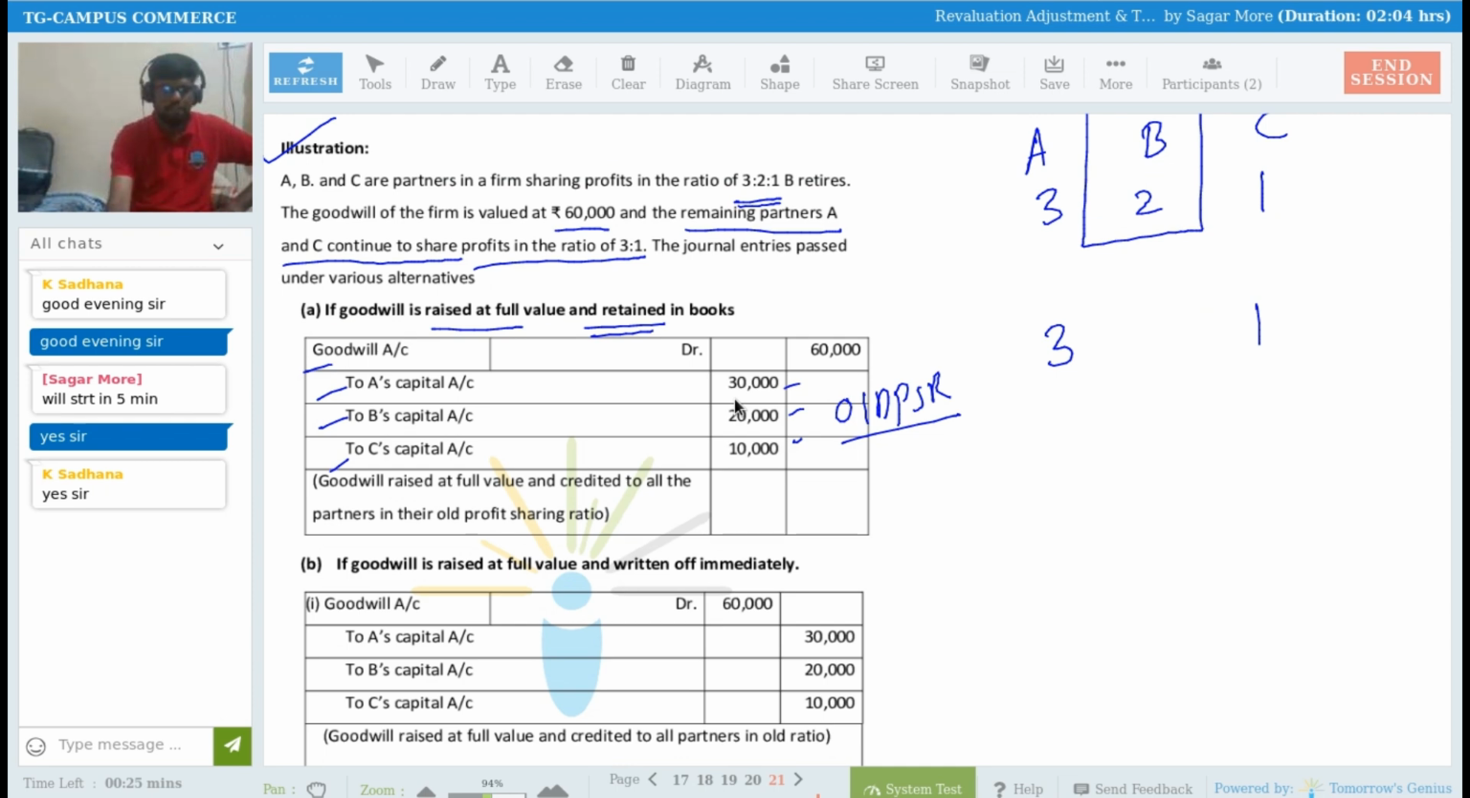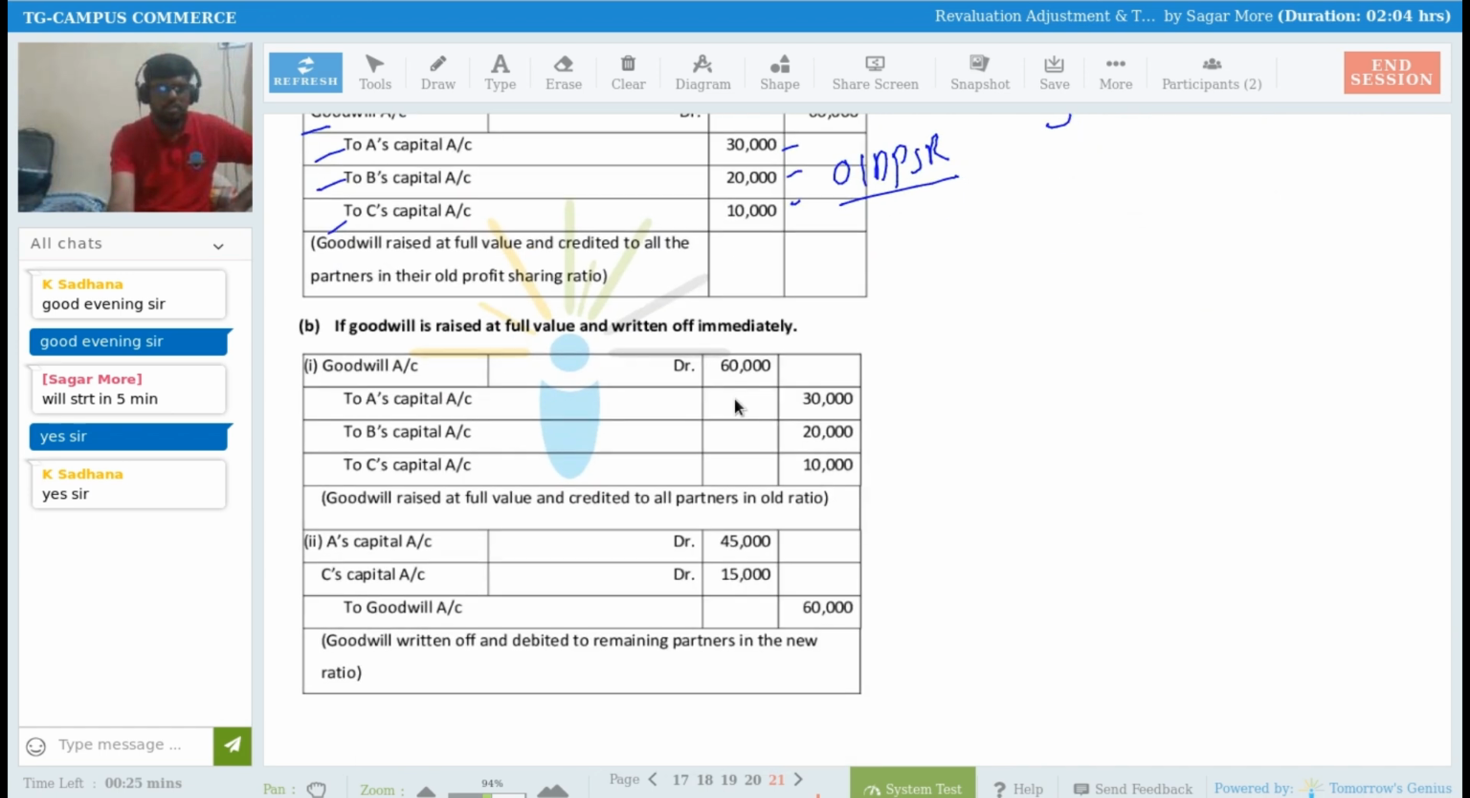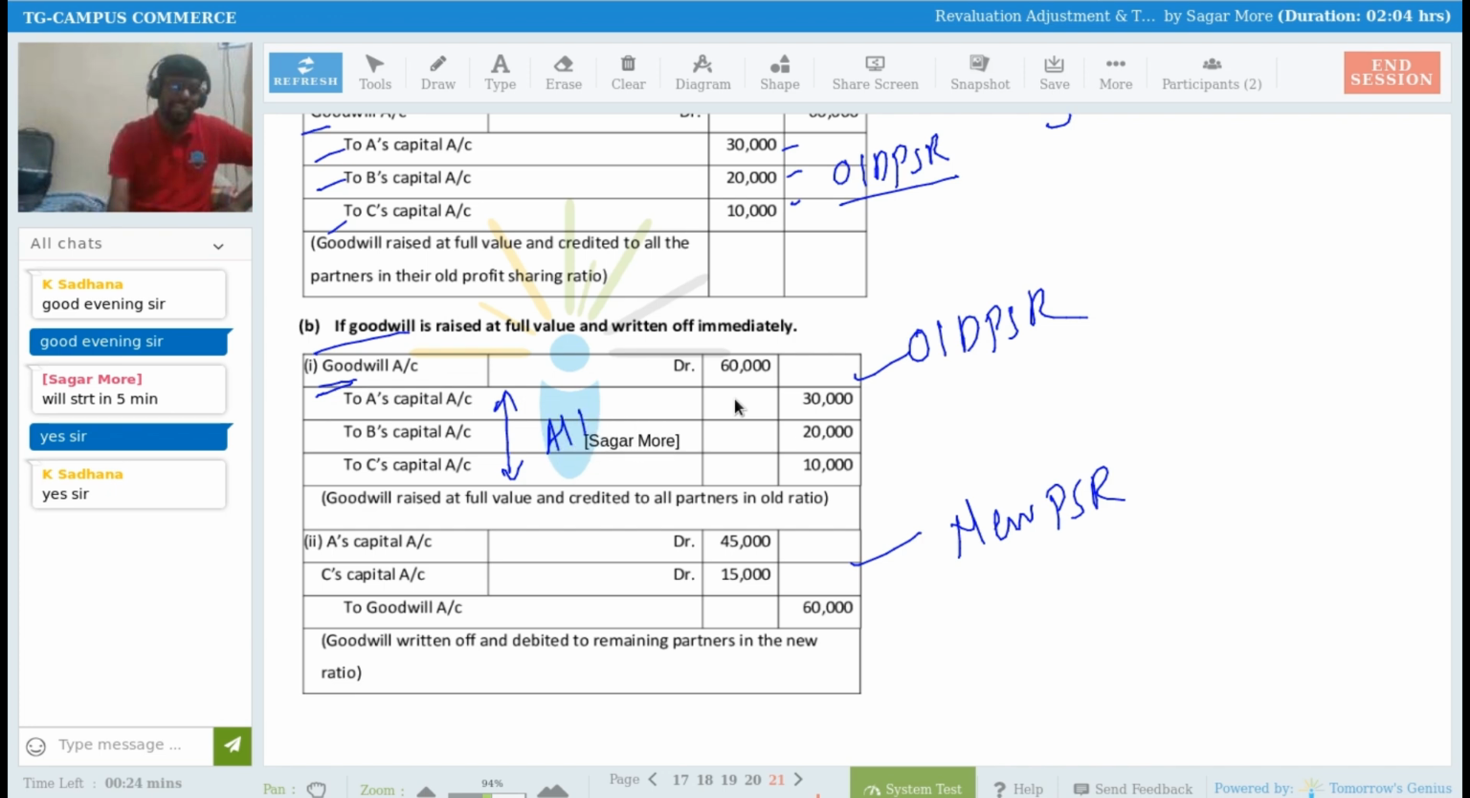If goodwill is raised at full value and written off immediately, what to do? You have to raise goodwill in which ratio? In old profit sharing ratio. And you have to write it off in which ratio? In new profit sharing ratio. Whenever you raise goodwill, you debit goodwill account and credit all partners' capital accounts. Whenever you write off goodwill, you debit continuing partners' capital accounts and credit goodwill account, in the new profit sharing ratio. We have already done this.